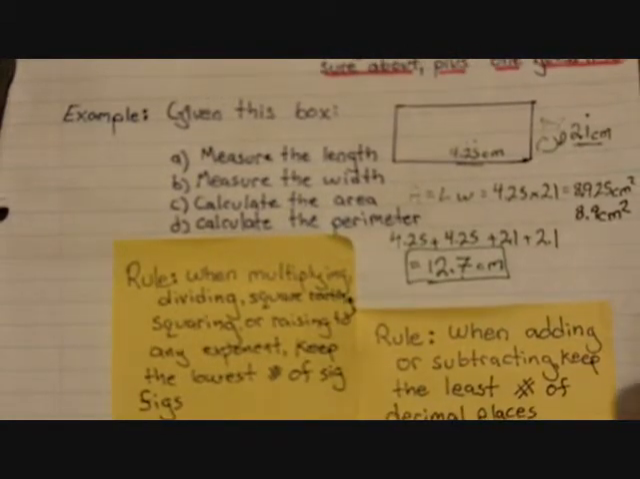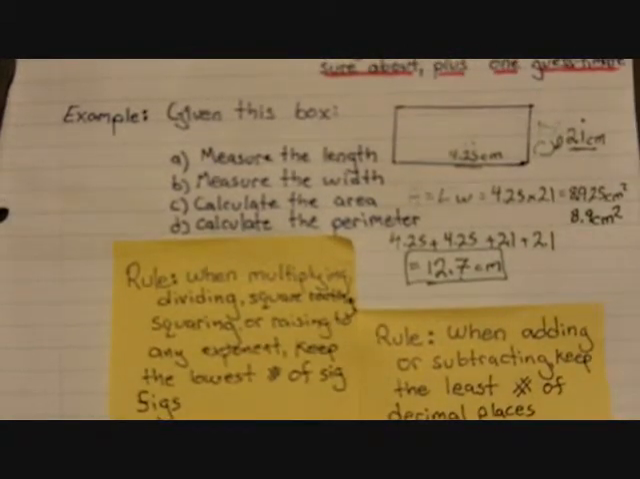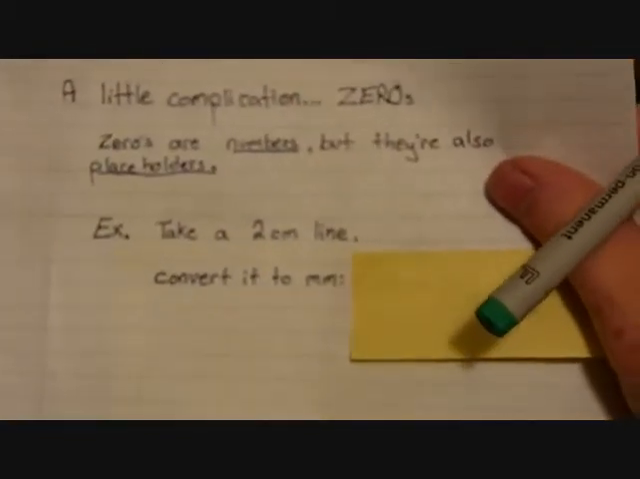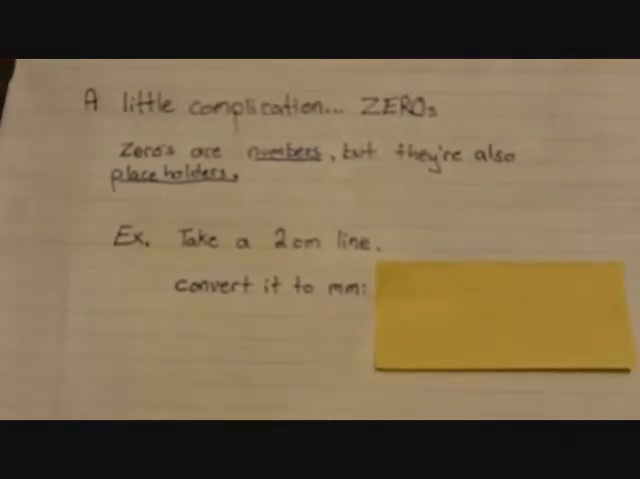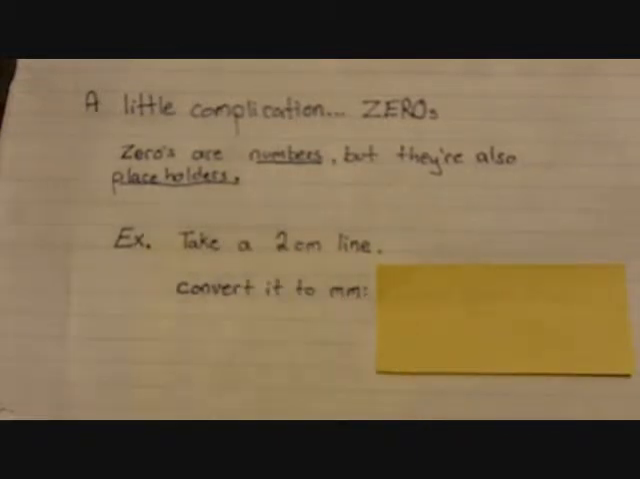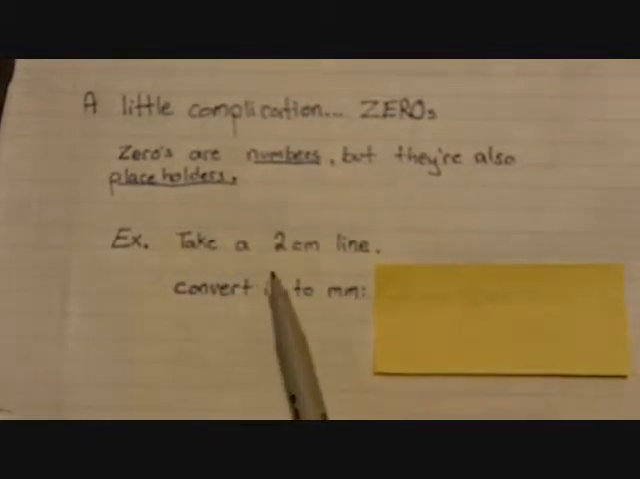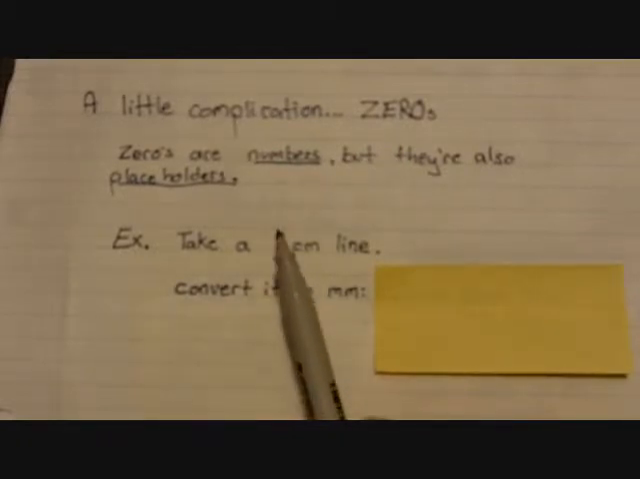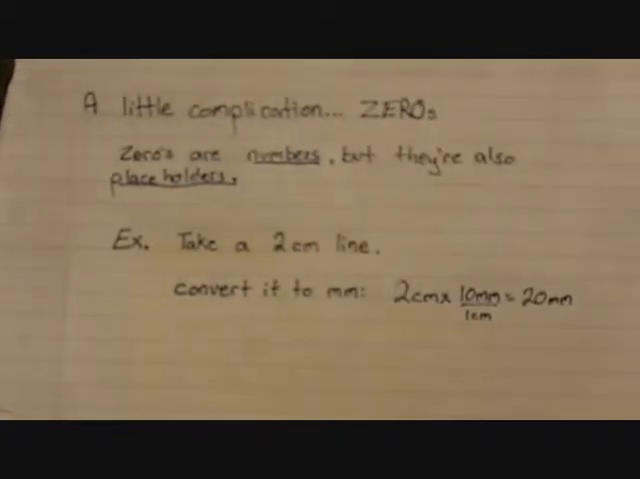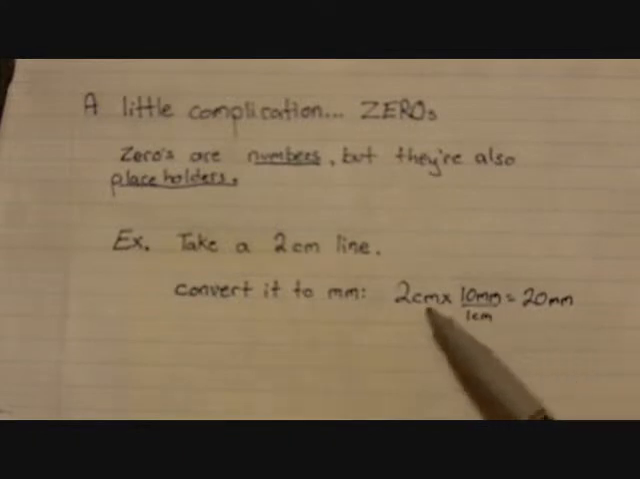So that's pretty much the basics of sig figs, but there is one little thing that messes people up all the time, and that's zeros. So we'll call this a little complication. The problem is, zeros are numbers, but they're also something called placeholders. I'll give you an example here. Let's say we take a 2 centimeter line, but we want to convert those 2 centimeters to millimeters. Hopefully you can do that in your head, but 2 centimeters is the same as 20 millimeters.